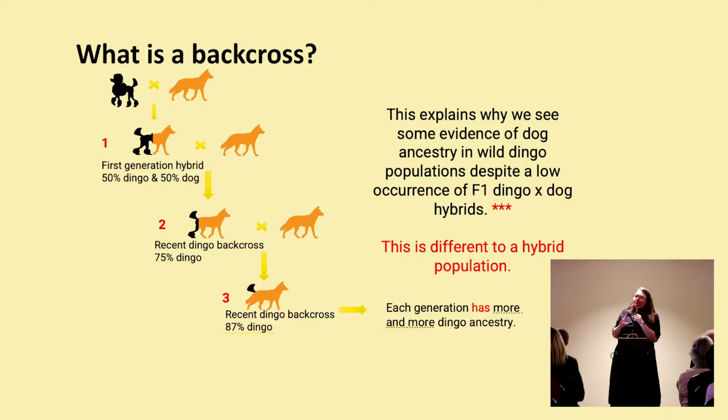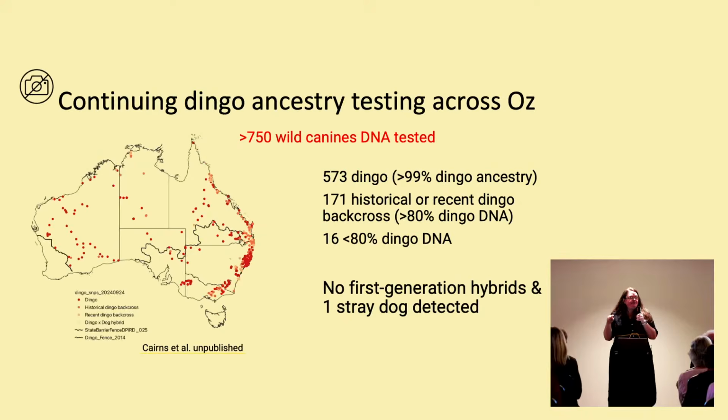So this figure, which I put a little camera thing saying don't take a photo, but it's live stream, so I know some people will. Basically, this is continuing from my research that I published in 2023. So this is an updated map from my 2023 paper, where we've shown the results of over 750 wild canines that I've DNA tested around Australia. And out of those, 573 tested as being more than 99% dingo ancestry, which basically means they haven't had a dog ancestor in at least 6 to 10 generations.